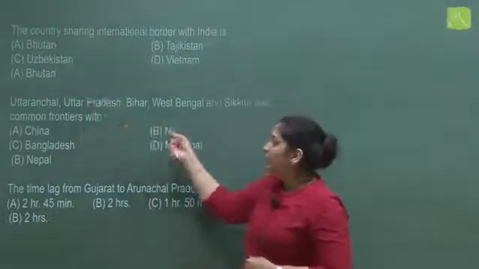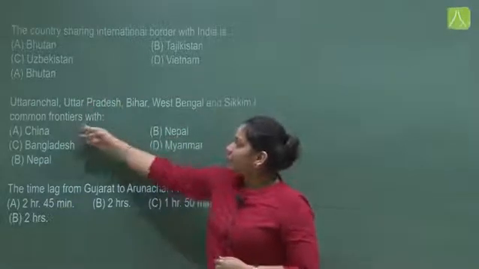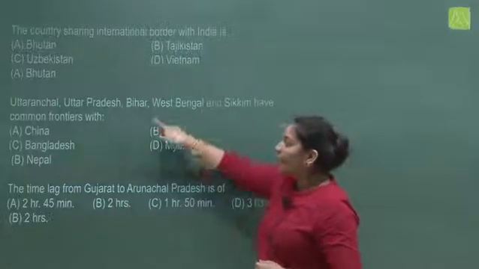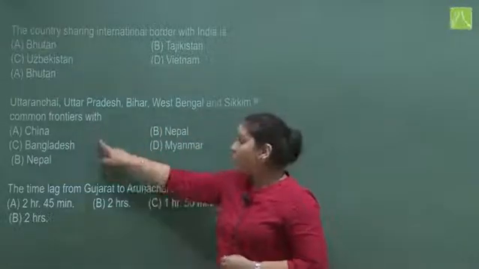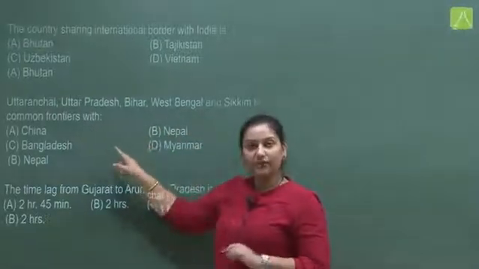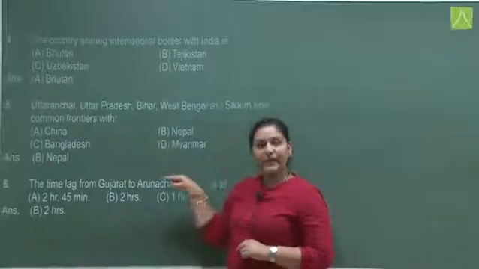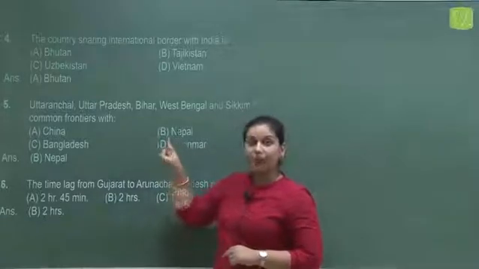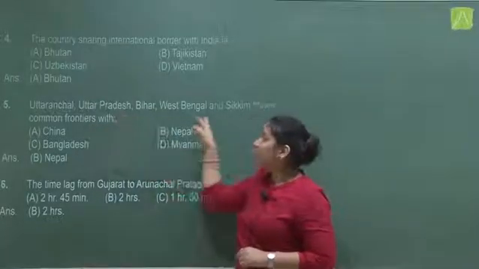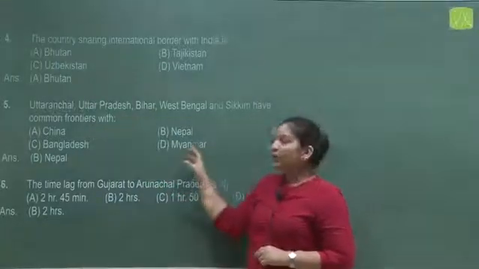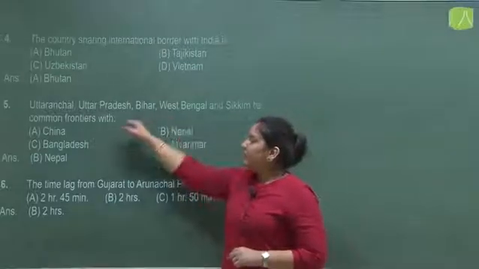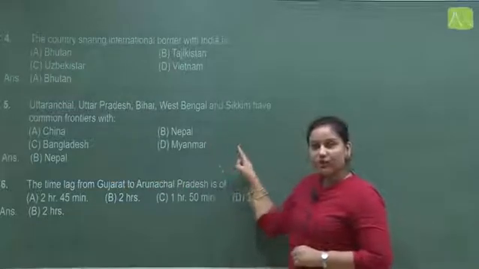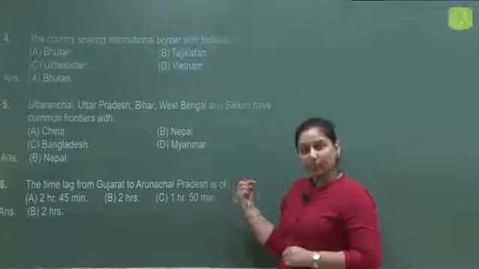The next question deals with Uttaranchal, Uttar Pradesh, Bihar, West Bengal and Sikkim having common frontiers with. Among the 4 options given, what you have to identify is which country commonly shares borders with all of these states. If we look at the map, we will get to know that the correct answer is Nepal, which shares its international borders with all of these states.